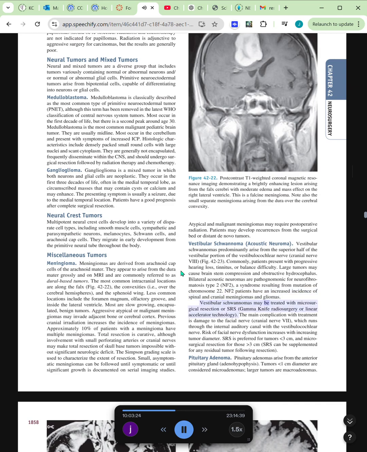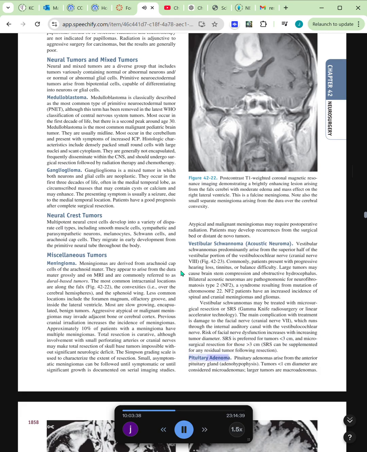Vestibular schwannomas may be treated with microsurgical resection, or SRS, gamma knife radiosurgery, or linear accelerator technology. The main complication with treatment is damage to the facial nerve, cranial nerve 7, which runs through the internal auditory canal with the vestibulocochlear nerve. Risk of facial nerve dysfunction increases with increasing tumor diameter. SRS is preferred for tumors less than 3 centimeters, and microsurgical resection for those greater than 3 centimeters. SRS can be supplemented for any residual tumor following resection.